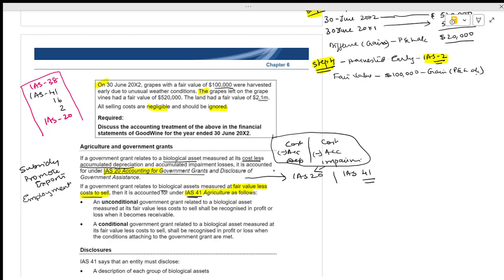There are two things in this process. We will have unconditional government grants. If it is an unconditional government grant and the biological assets are measured at fair value less cost to sell, it should be recognized in the profit and loss account when it becomes receivable.